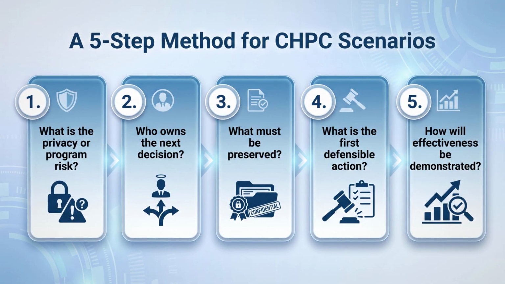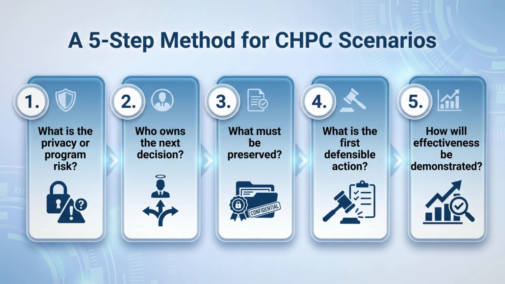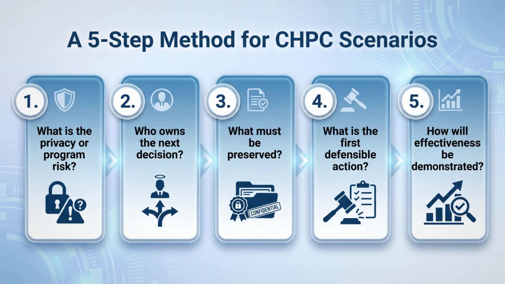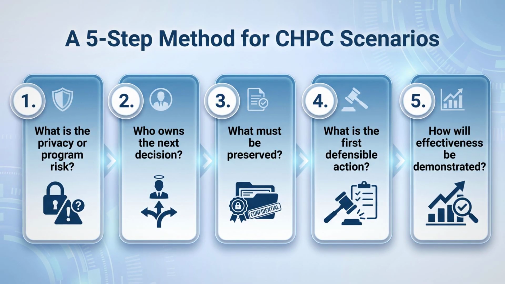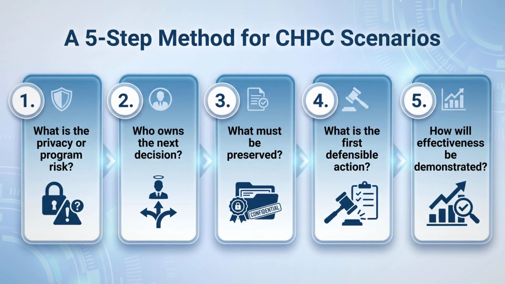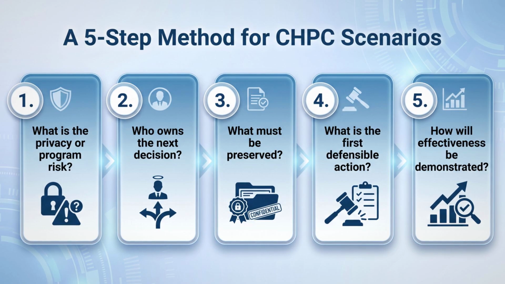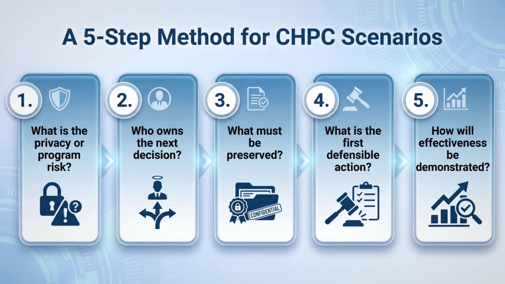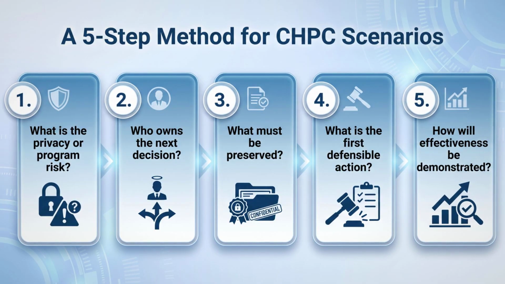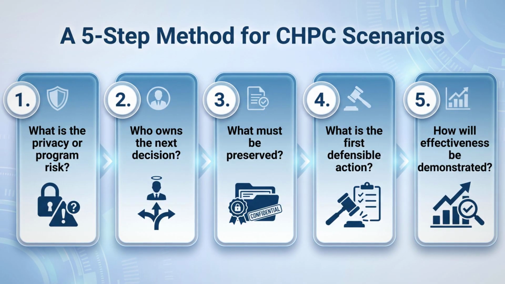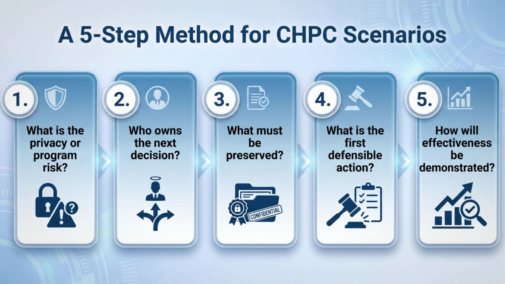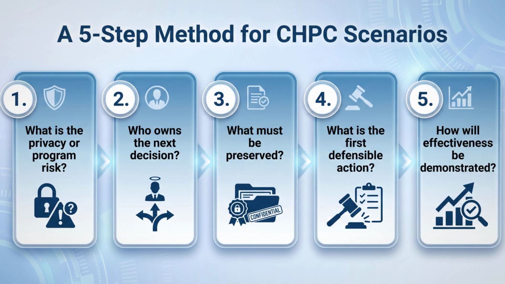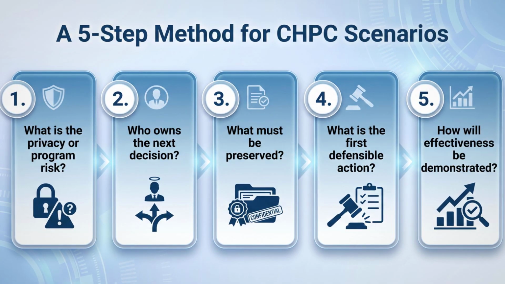To effectively analyze complex scenarios on the exam, use a repeatable 5-step method. For any given situation, first ask, what is the actual privacy or program risk? Second, who owns the next decision? Third, what must be preserved, like evidence or deadlines? Fourth, what is the first defensible action to take, focusing on verification before escalation? And fifth, how will you demonstrate the effectiveness of your actions?